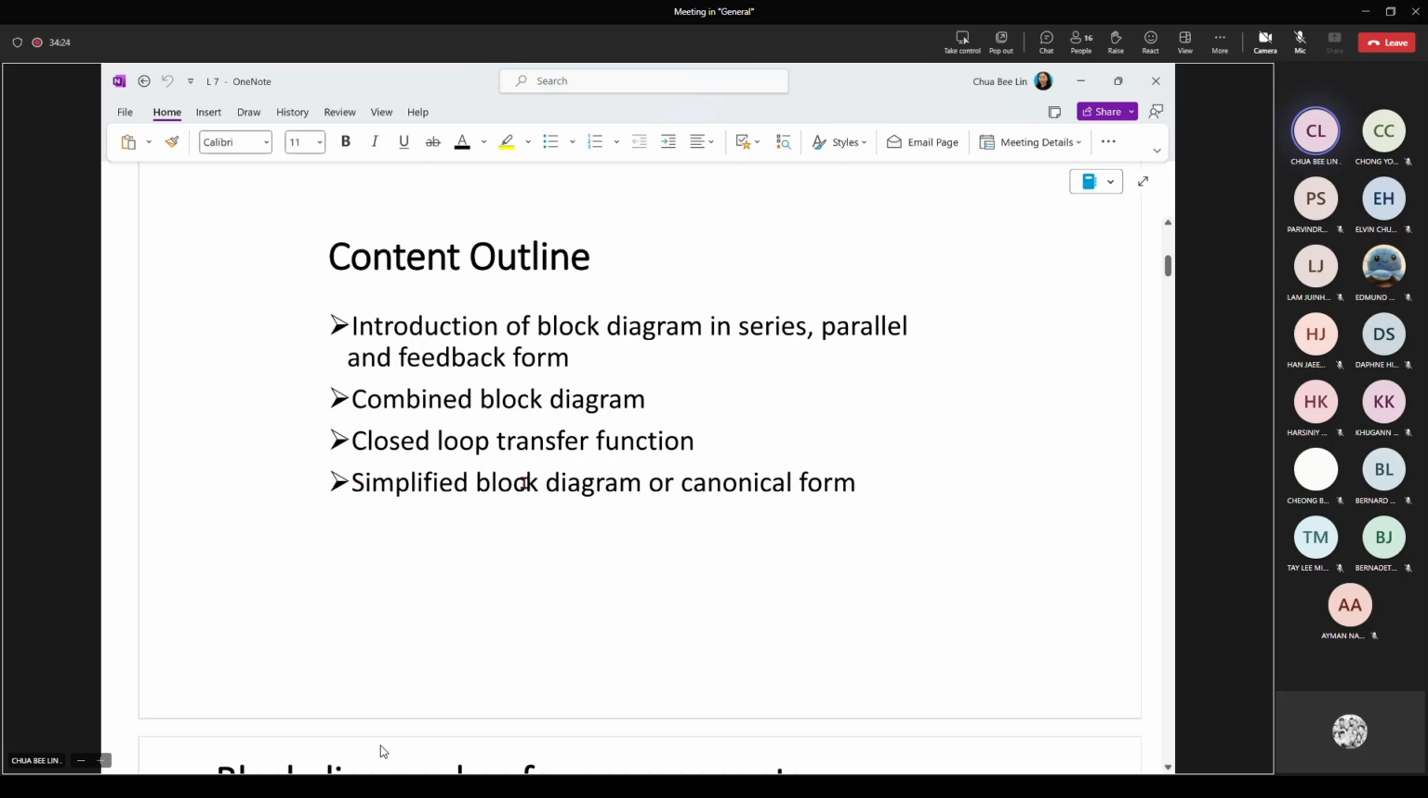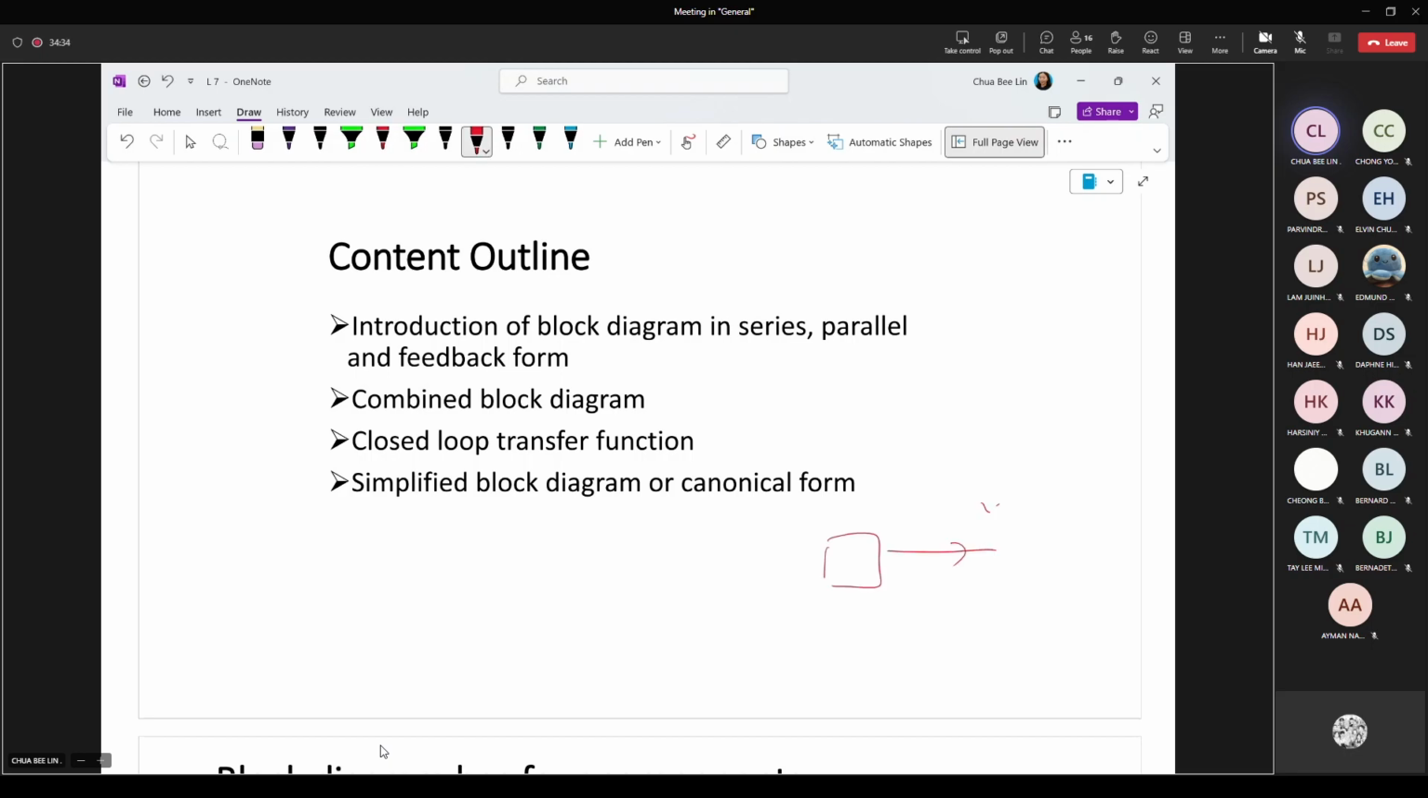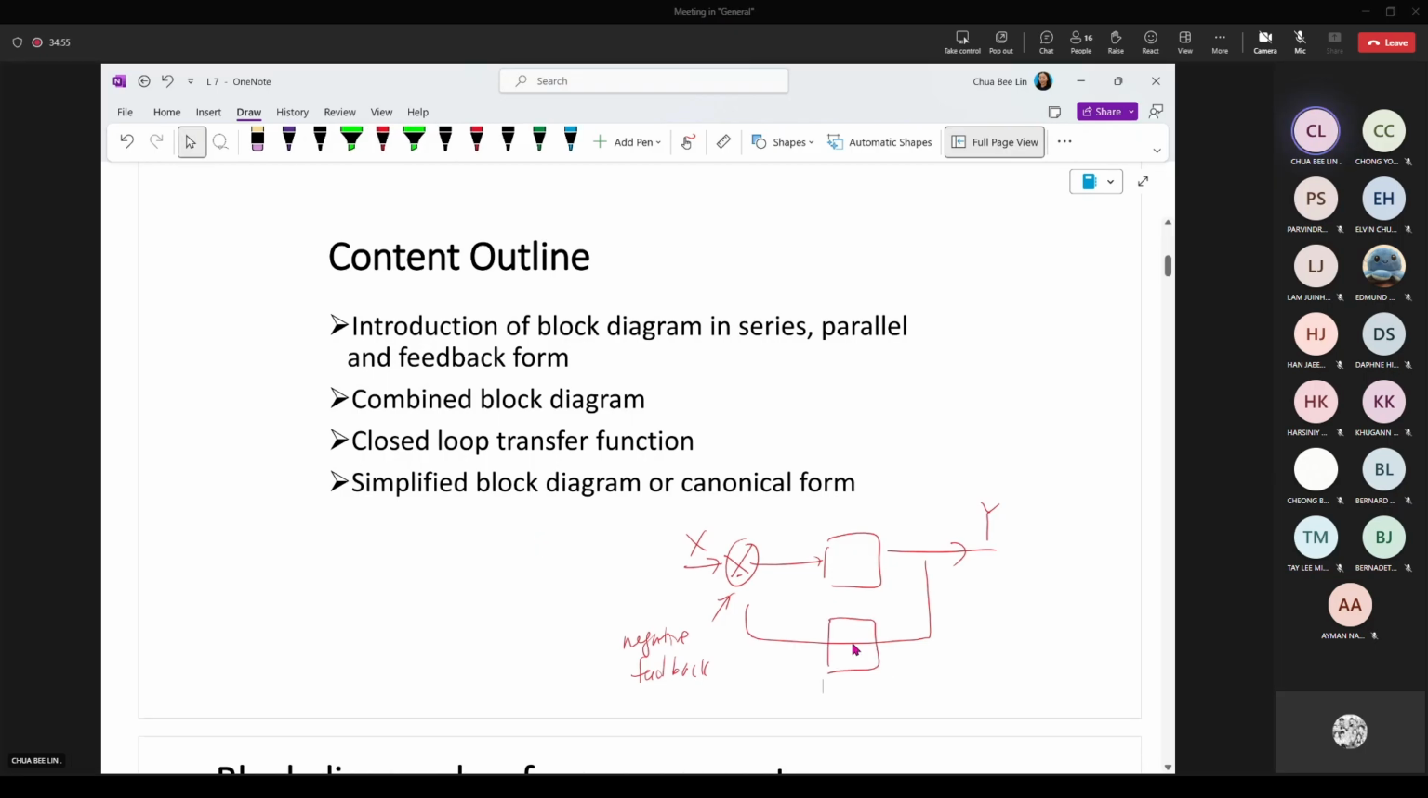Simplified block diagram is a block diagram reduction, or the other one we call the canonical form, which means you'll be having a block on the top, going to the end, which is your output, then this is your input. You'll be having something going back, and this is the summation block. If let's say this is negative, then we call this a negative feedback. So we will be having a block on the top and a block at the bottom. We call this a canonical form.